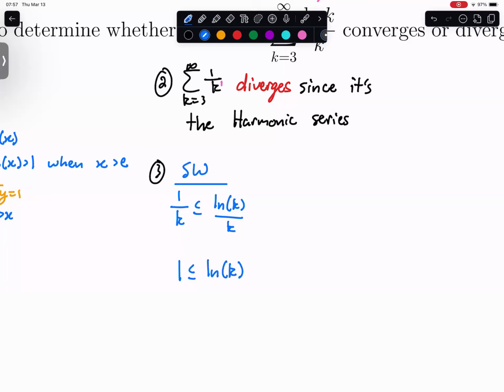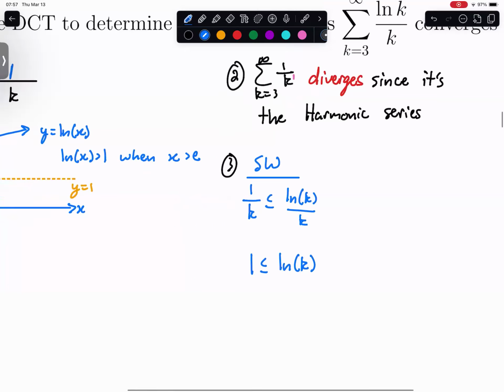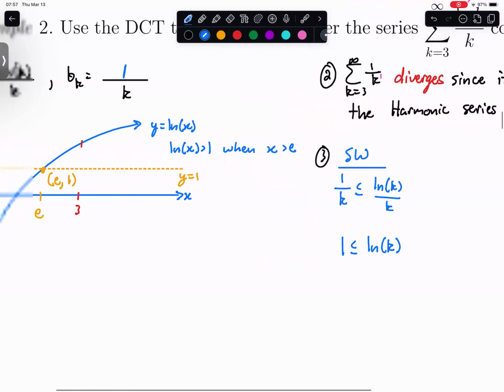Well, in order for that to be true, one has to be less than or equal to natural log of k. Well, let's look at, yes, that needs to be a lot greater than or equal to, so my apologies. Actually, no, that's fine. So let's go back to our observation.